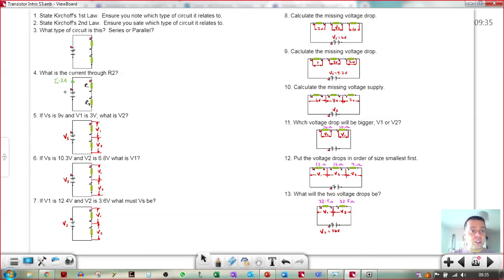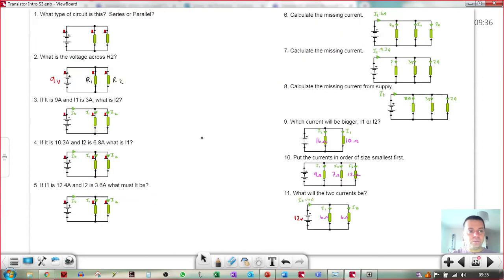In a parallel circuit, the voltages across these two are the same. In this case, the voltage across this parallel branch from node to node is 9 volts. So the voltage across R2 is 9 volts, and the voltage across R1 is 9 volts. If IT is 9 amps, so it's 9 amps going into the node, and I1 is 3 amps, what's I2? It must be 6 amps. 9 in would be 9 out, so 3 plus something equals 9.